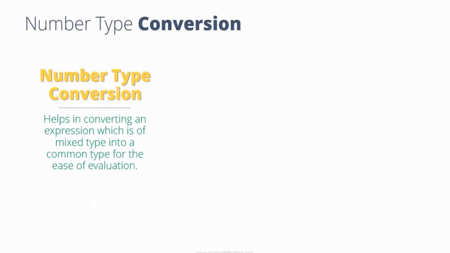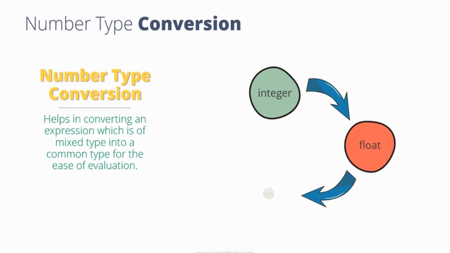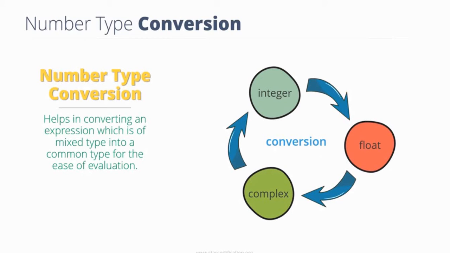Python programming language supports number type conversion. Type conversion helps in converting an expression which is of mixed type into a common type for the ease of evaluation. We can convert one type of number into another. This is also known as coercion.